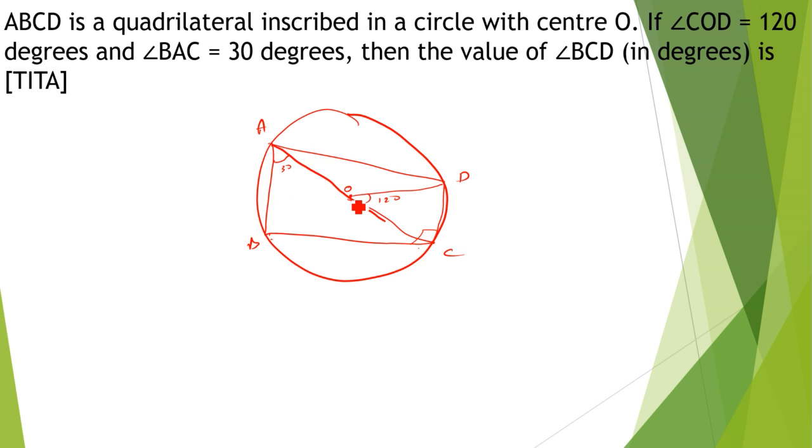So what we can do, we can join these two points. Since this is 120, this angle will be 120 because both are vertically opposite angles. This is 120, this is 30, so this angle will be 30 automatically. We know that the sum of angles of a triangle is 180.